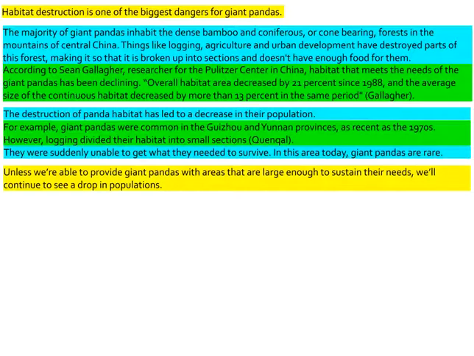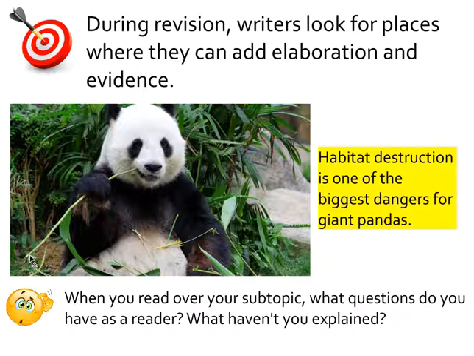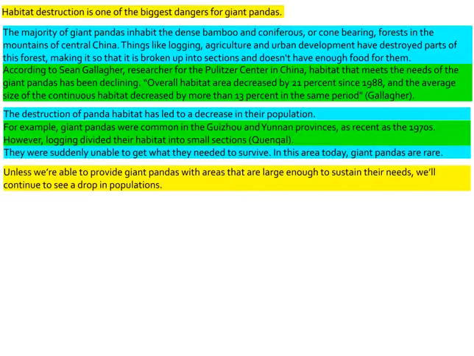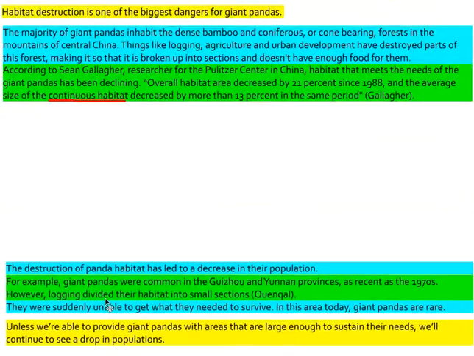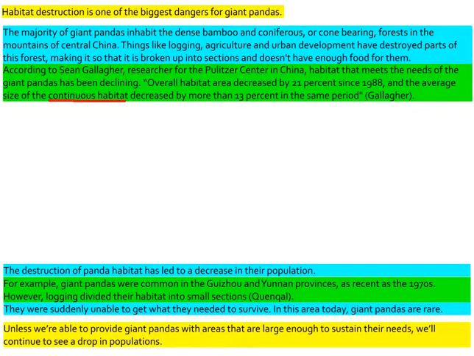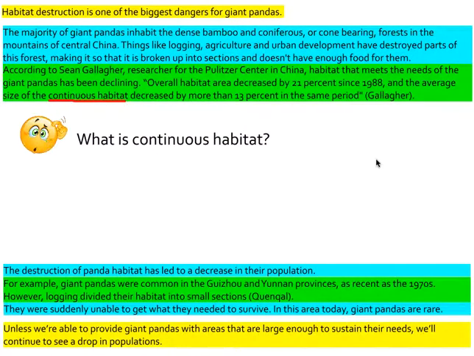So I'm going to ask myself, what are the questions that I still have as a reader, and what haven't I explained? I noticed right here this word, continuous habitat. I'm going to move this down because I'm going to add my elaboration right here. My elaboration and evidence here is, what is continuous habitat? So that's my first question.